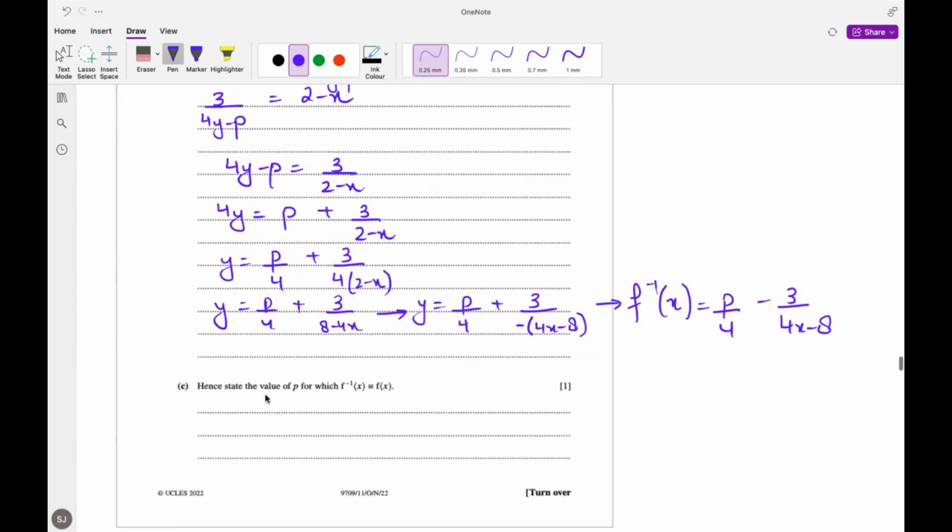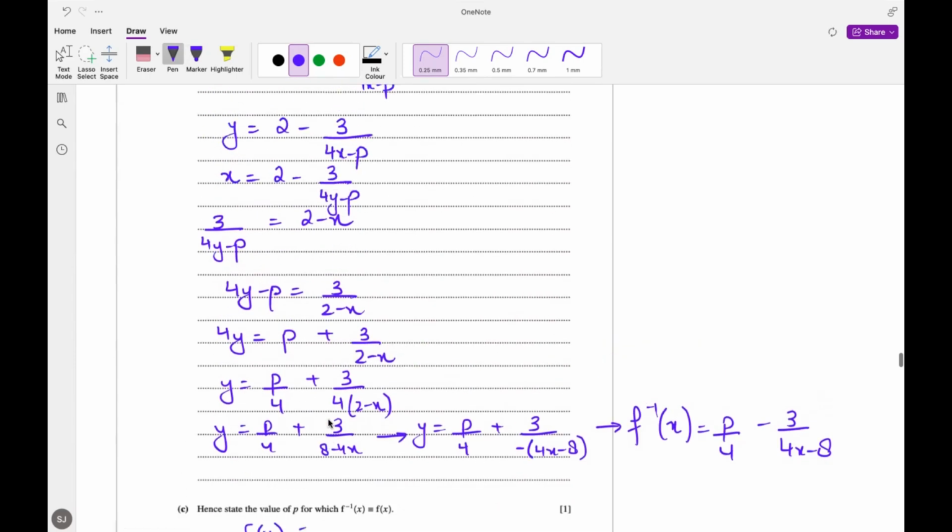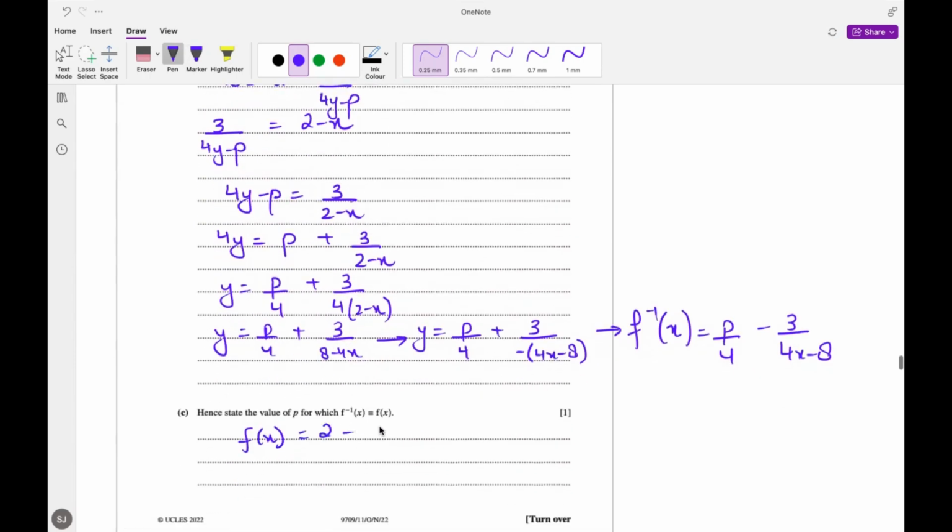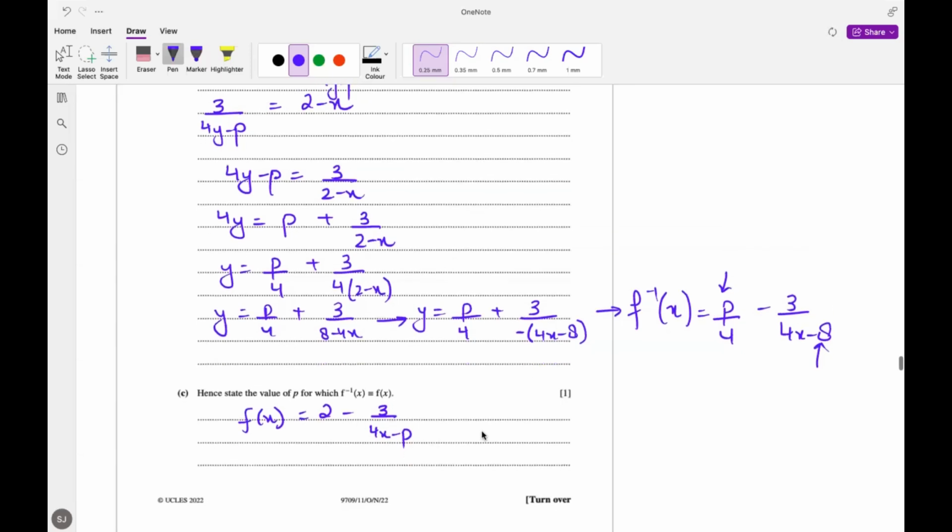In part C, it is asking, hence state the value of p for which f inverse of x is basically identical to f of x. Now if you look at the expression, f of x was 2 minus 3 upon 4x minus p. Now, in place of p over here, we have an 8. So if I put an 8 up here, 8 upon 4 will become a 2. So we'll say that for p equals 8, f inverse of x will be identical to f of x.